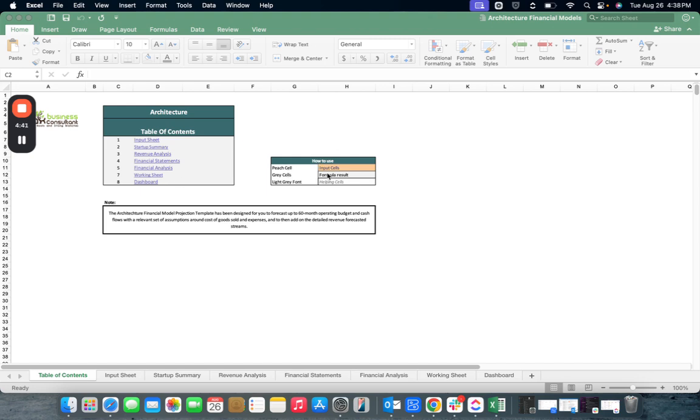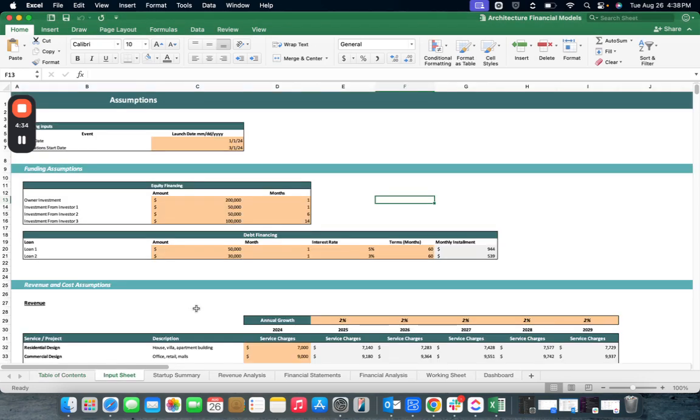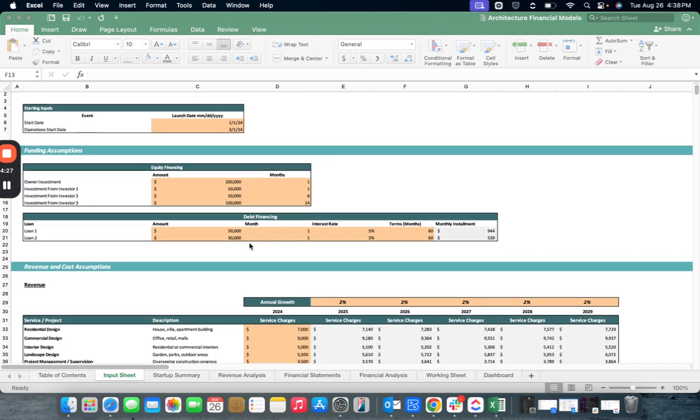The peach cell shows input cells, the gray cell shows formula results, and the light gray font shows helping cells. Coming towards the input sheet, it's the most important sheet of the whole financial model, in which you can input the numbers.